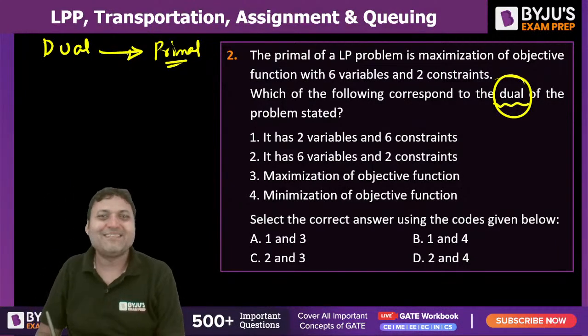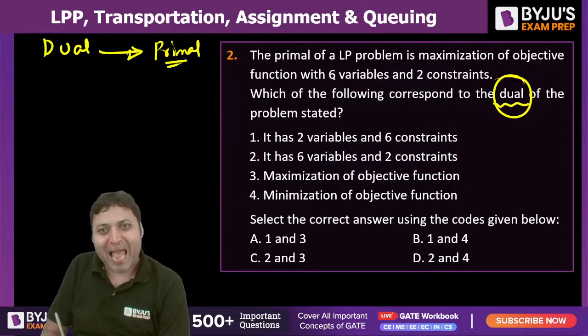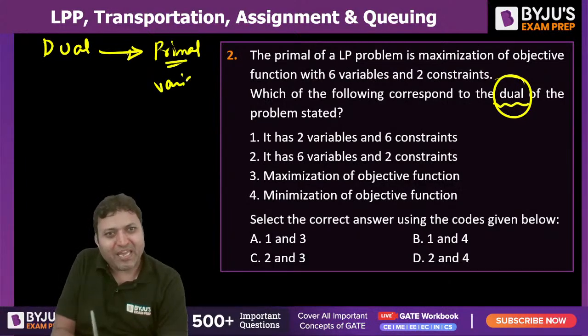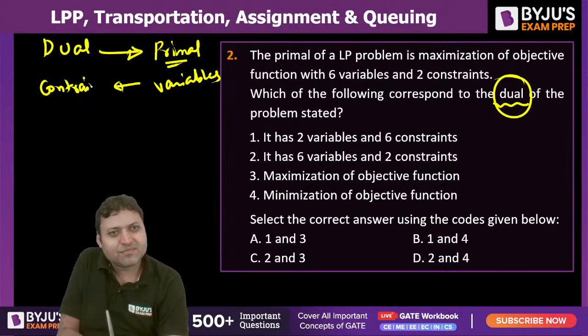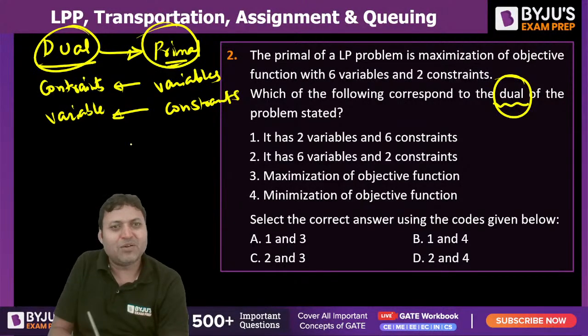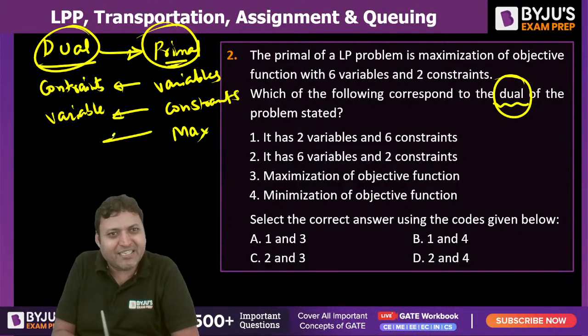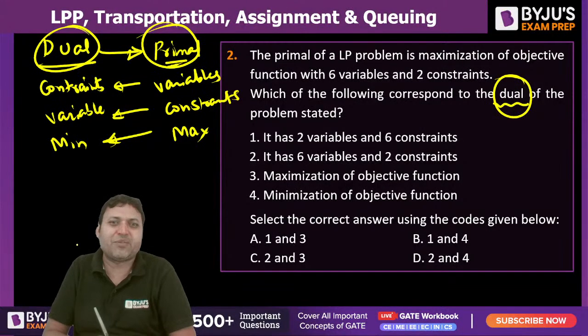B for Bombay, what is the correct answer? It is again mix and match. The primal is having 6 variables. The number of variables of the primal is equal to the number of constraints of the dual, and the number of constraints in the primal will be the number of dual variables, isn't it? That is how the dual is developed from a primal. And if the primal is a maximization problem, the dual will become minimization.